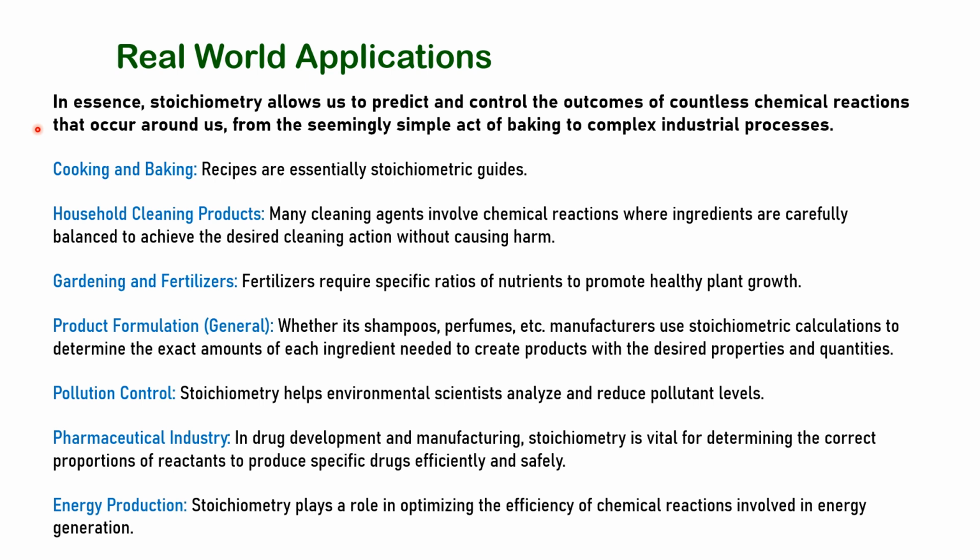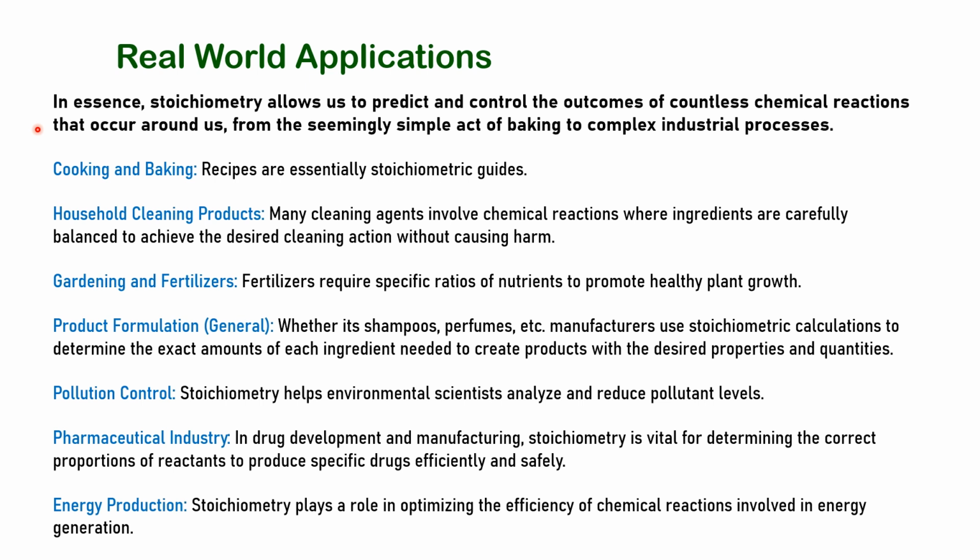Our third example is gardening and fertilizers. Fertilizers require specific ratios of nutrients to promote healthy plant growth. Stoichiometry guides the formulation of fertilizers to ensure plants receive the necessary elements in the correct proportions, preventing over-fertilization, which can harm plants, or under-fertilization, leading to nutrient deficiencies and deprivation.